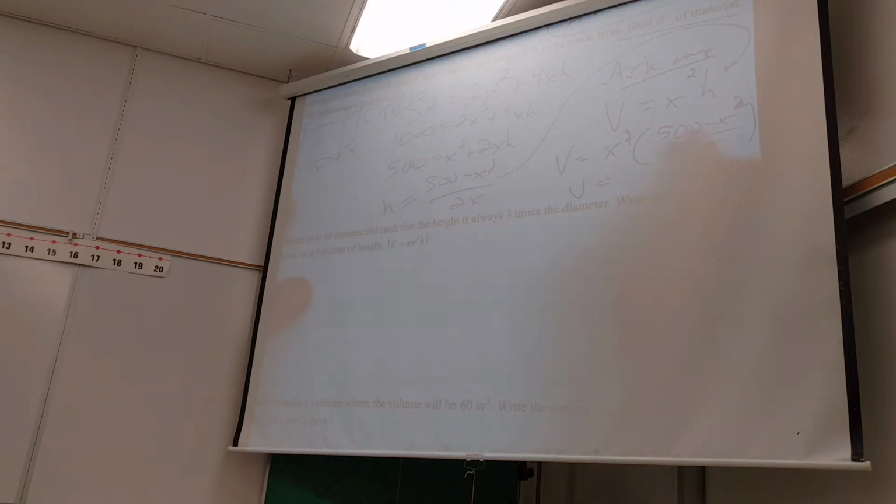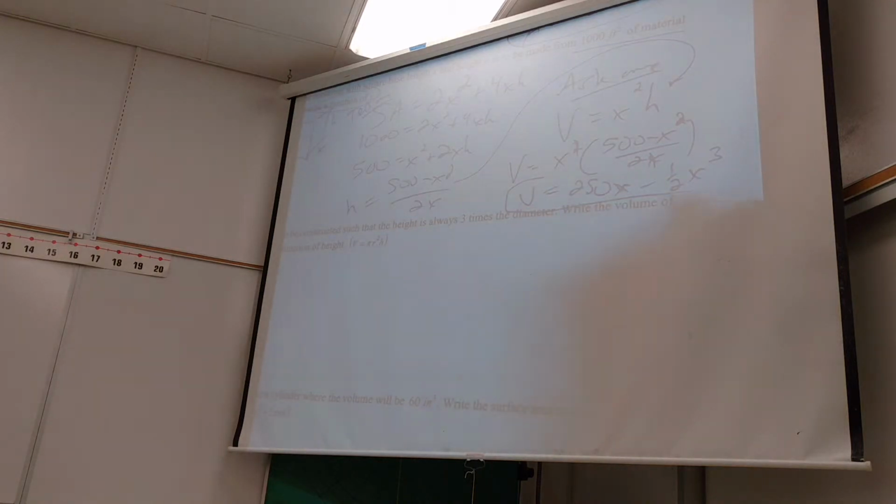So if you stopped here, you're okay, but you should distribute, and so this would be 250x minus 1/2 x cubed. And then the derivative would be relatively simple after that. I like it. Okay. So that's the volume as a function of x only.